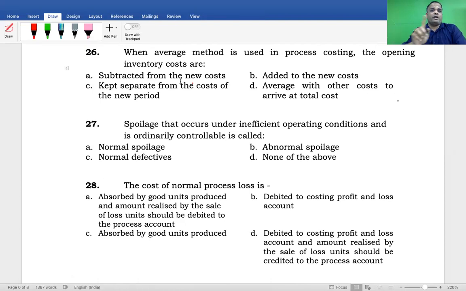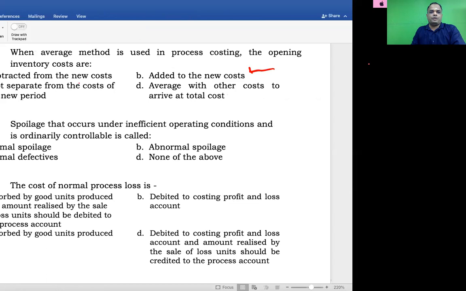In case of the FIFO method, you are going to omit it. In case of the weighted average method, what to do? Add it to the cost, am I right or not? Then only the average will come. When we add the cost and divide by quantity, we get the average. So we have to add it to the new cost. New cost means the current period cost, and the opening stock cost you have to add. Are you with me?